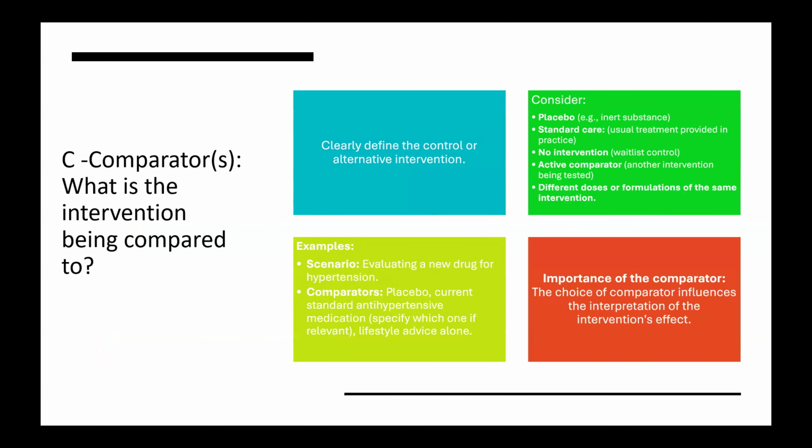Then we have the comparator. When we talk about the comparator, it is what the intervention is being compared with, like a control. What are you comparing the intervention with? Is there a defined control, or is there an alternative control? For example, the orthodox treatment could be the control, while an herbal treatment could be the intervention that is being investigated. So the control is like an alternate intervention that you are comparing the original intervention with.